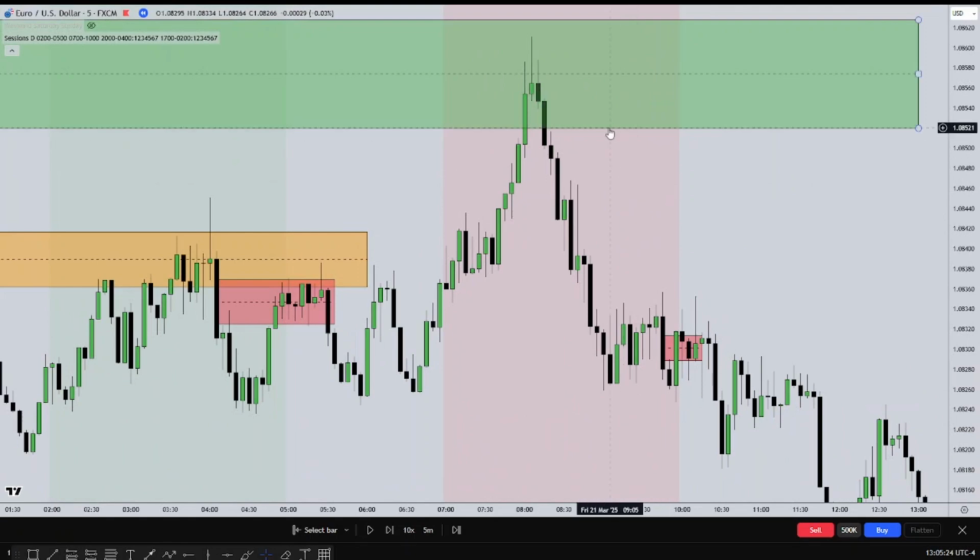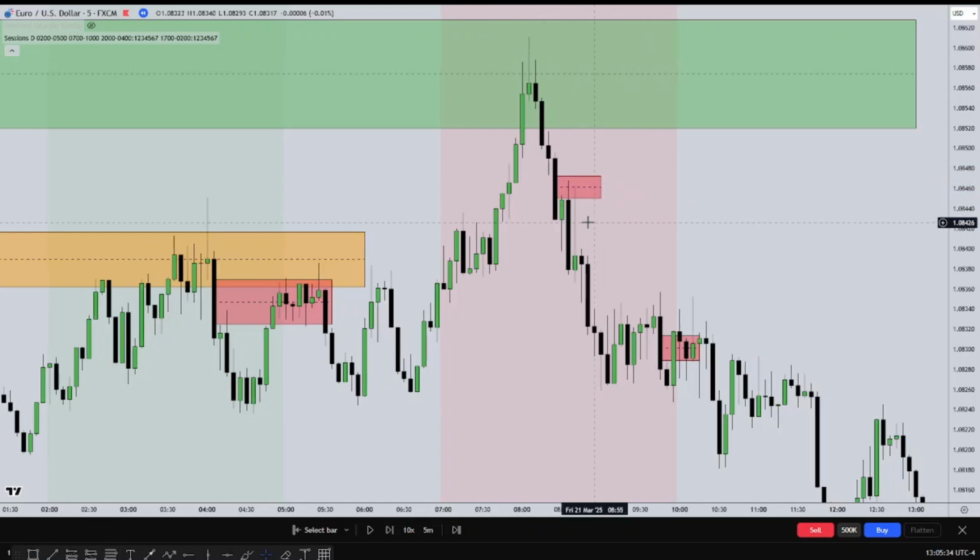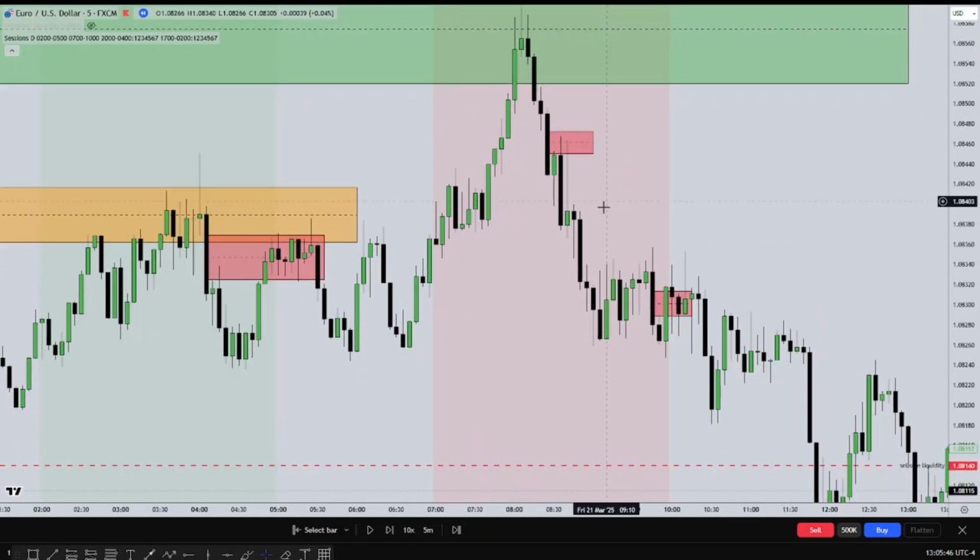Price respected the fair value gap, traded lower, came back to this fair value gap, retracement, respected the fair value gap. At this point, I'm going to be calling this trend a shift in market structure. This is an internal shift in market structure even before price took out the swing low. Price traded lower. Here's a fair value gap as an entry.